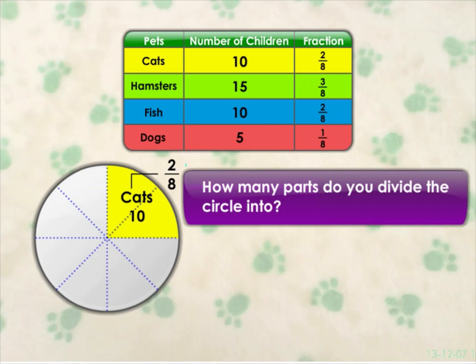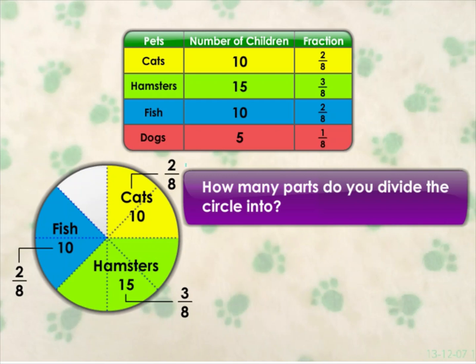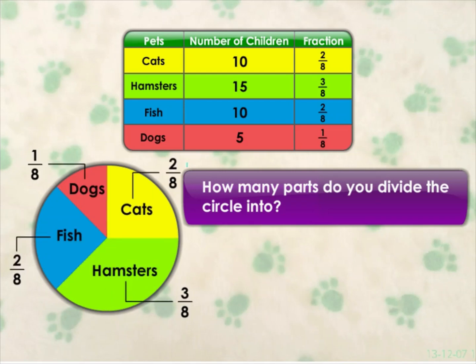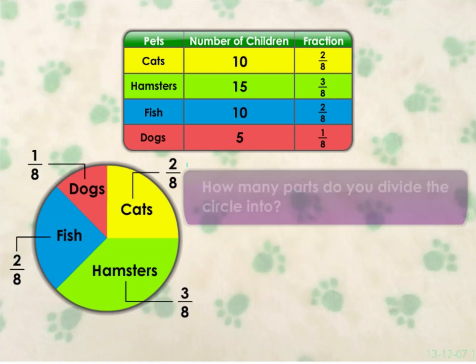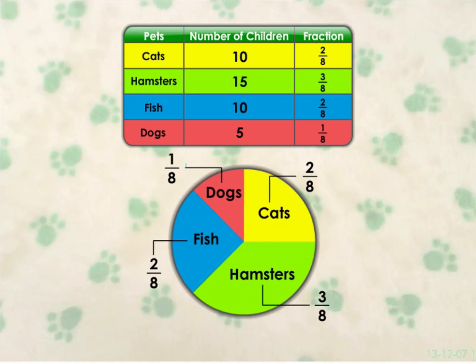Color 2 parts or 2/8 yellow for 10 children who like cats. Color 3 parts or 3/8 green for 15 children who like hamsters. Color 2 parts or 2/8 blue for 10 children who like fish. And color 1 part or 1/8 red for 5 children who like dogs. The number of children for each type of pet shown in the pie chart is now labeled as a fraction. The slices are now done.